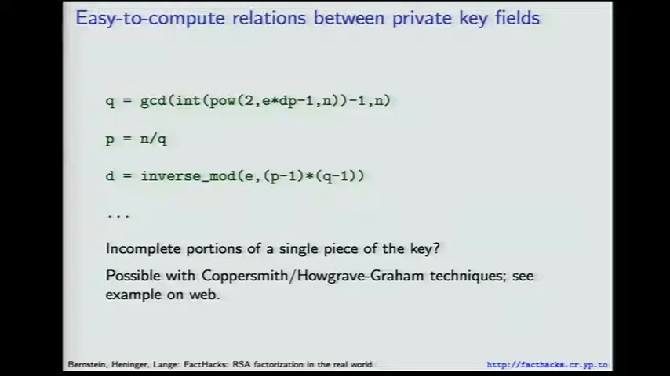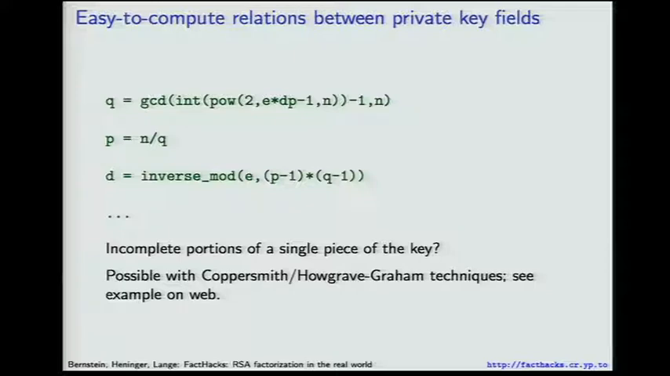All right, so what do we do with this information? Well, basically given any part of this private key, we can easily compute all of the other parts. And there are simple formulas: for Q, we take 2 to the E times D mod P minus 1, minus 1, and GCD that with N. Then we get Q, and then we can figure out what P was by dividing, and figure out what D is, and so on and so forth.